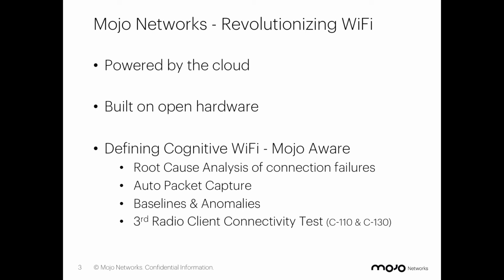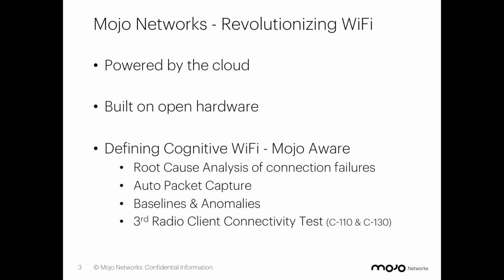One of the real key elements of what we're doing, powered by the cloud and powered by these very powerful and smart APs, is we're defining cognitive Wi-Fi. And one of the aspects of cognitive Wi-Fi is Mojo Aware. With Mojo Aware, we're starting to see some of the fruitions of the cognitive plane that we've developed. With this, we can do root cause analysis of connection failures on the AP. So when a client fails, the AP knows what the failure is and feeds that information back to the Mojo management system in the cloud, and within seconds you can see that a user has failed and know what the root cause of that problem was.